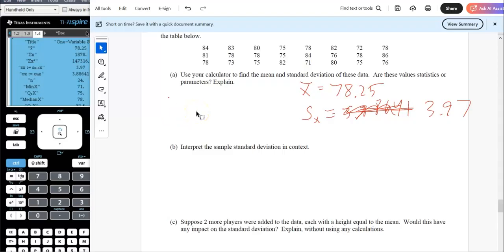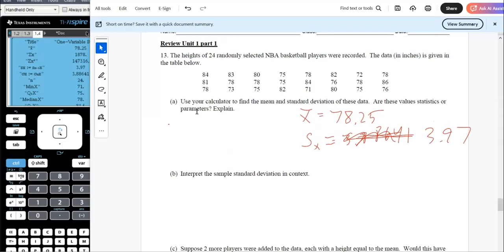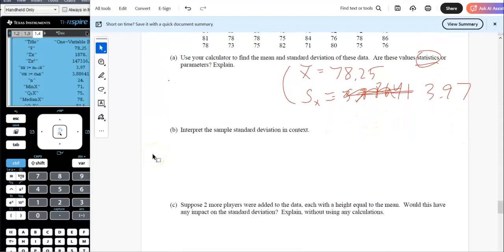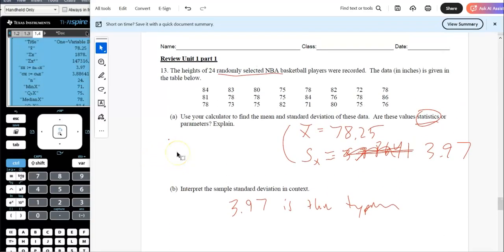So are these values statistics or parameters? Well, we took a sample. Do you see where it says we took a random sample? They randomly selected just 24 players. There's a lot more than 24 players in the NBA. These are samples. So is this a sample statistic? It's definitely a statistic because it comes from a sample. Population parameter, that's not what it is. It didn't come from the population. Interpret the sample standard deviation in context. 3.97 is the typical distance, probably. What is this?